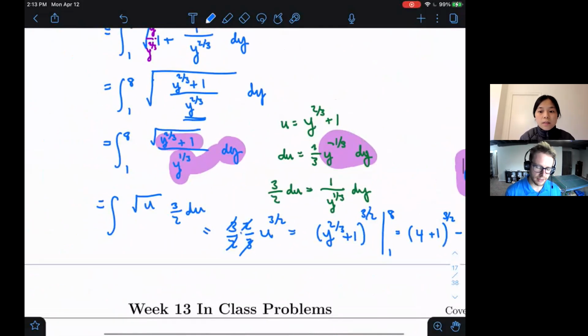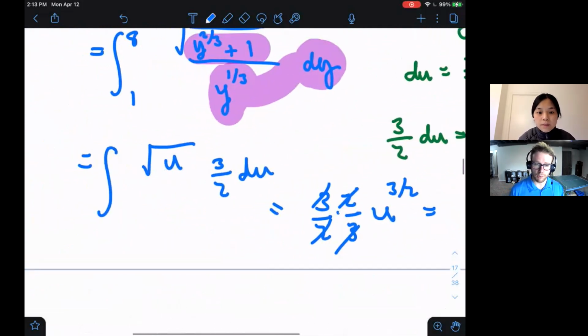The second 3/2 in the exponent slot comes from when we integrate the square root, which is u to the 1/2 power. Anytime you integrate using the power rule, you need to increase your power by 1. So it goes from 1/2 to 3/2.